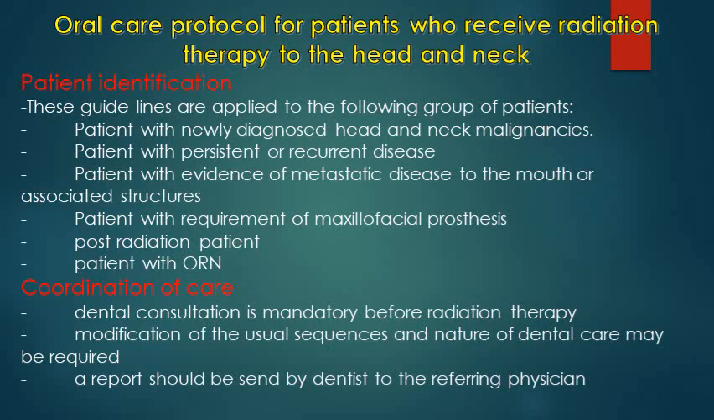There is an oral care protocol for patients who receive radiation therapy of the head and neck. Which patients will be under this protocol? Patients with newly diagnosed head and neck malignancy, patients with persistent or recurrent disease, patients with evidence of metastatic disease to the mouth or associated structures, patients requiring maxillofacial prosthesis, like obturators, post-radiation patients, and patients with osteoradionecrosis. Coordination of care: dental consultation is mandatory before radiation therapy.